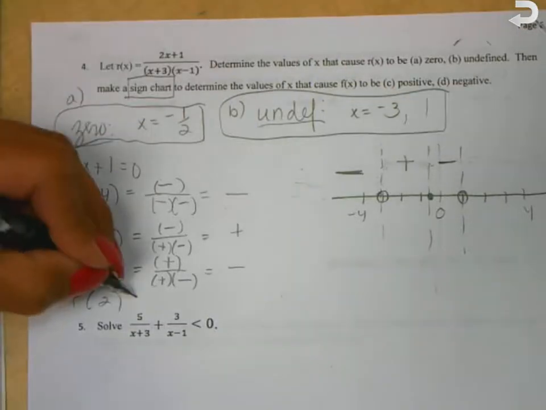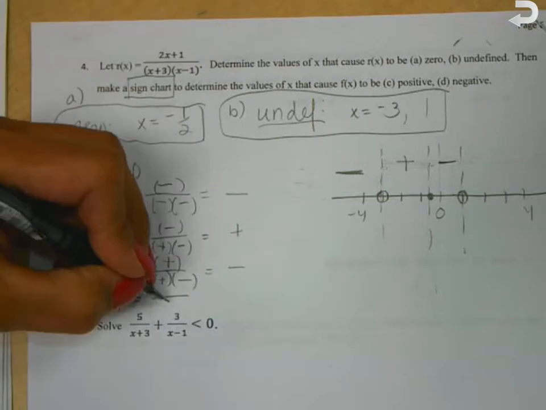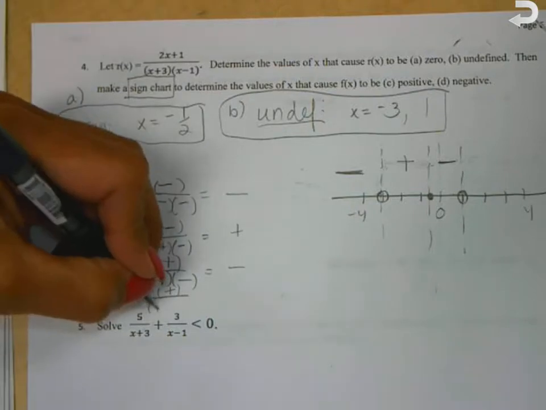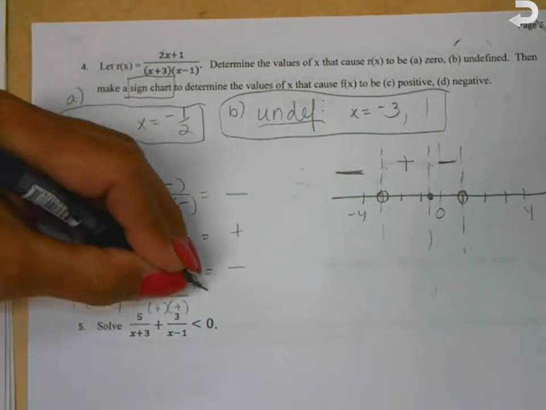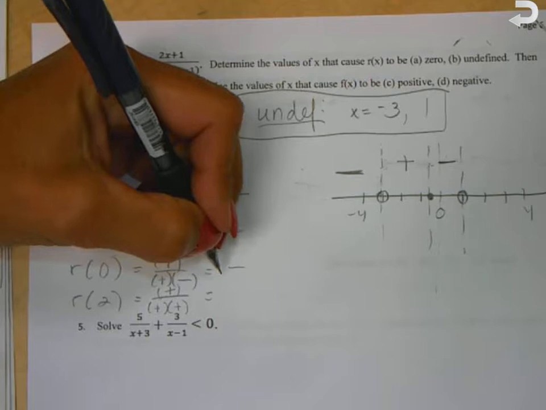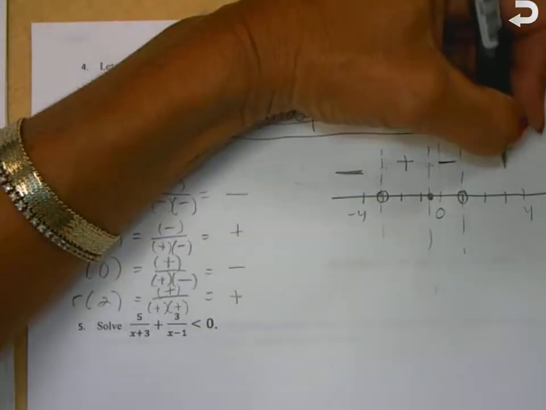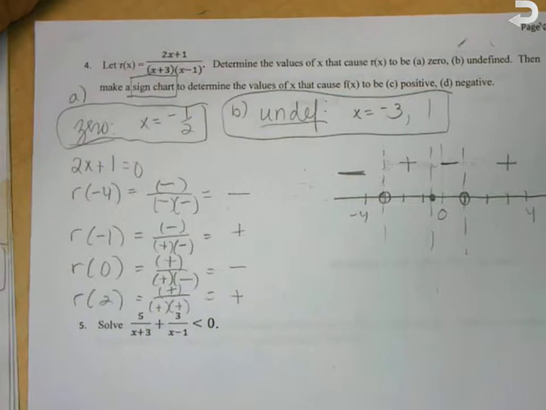And lastly, I have to pick a number that is greater than 1. Say I pick 2. Plugging in 2 into the numerator will yield a positive number. Plugging in 2 into both factors of the denominator will yield positive factors, which means that the quotient of those values will end up being something positive.